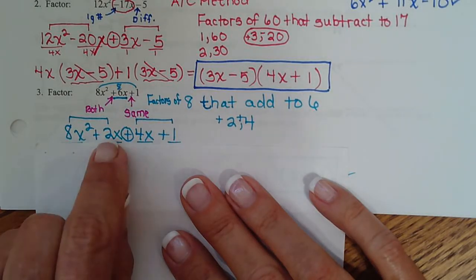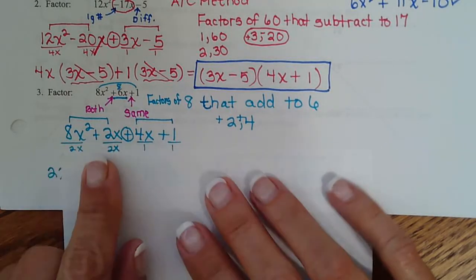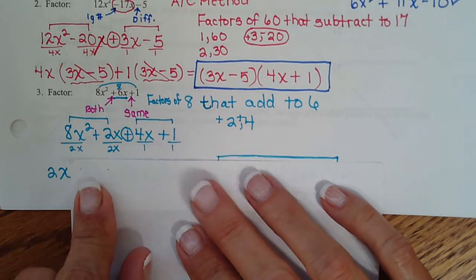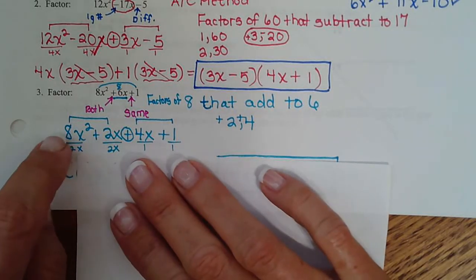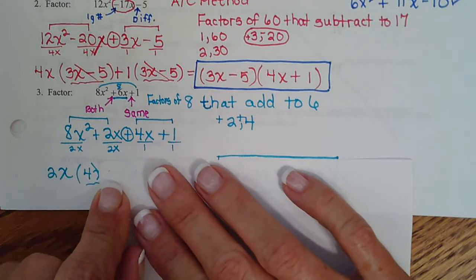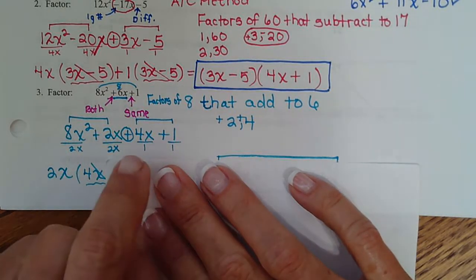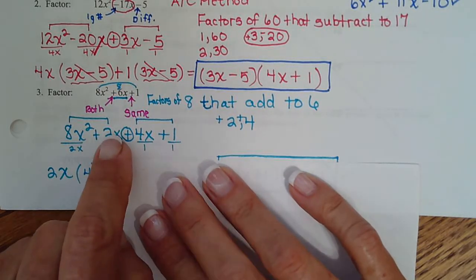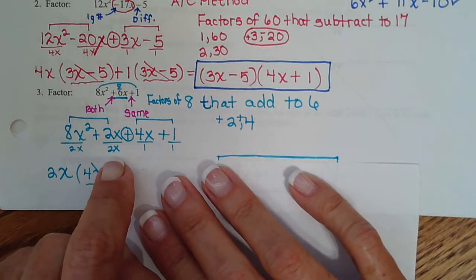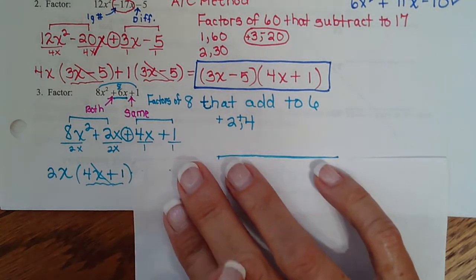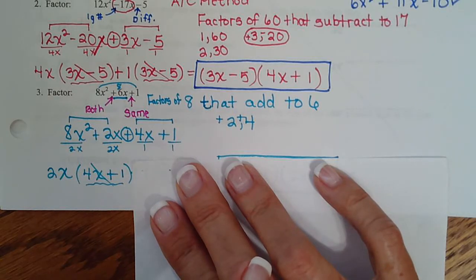Here my GCF is 2 and x to the first. So I divide each term by that. I put the 2x outside. And when I divide, I get 8 divided by 2, 4x squared divided by x, 4x. Then 2x divided by 2x. Anything divided by itself is 1. Don't leave it blank. Don't write 0. Anything divided by itself is 1. So there's my first GCF.